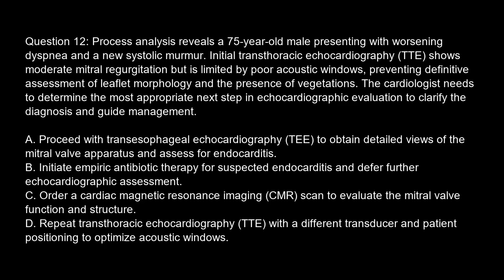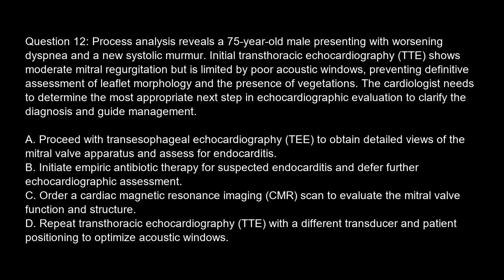Question 12. Process analysis reveals a 75-year-old male presenting with worsening dyspnea and a new systolic murmur. Initial transthoracic echocardiography, TTE, shows moderate mitral regurgitation, but is limited by poor acoustic windows, preventing definitive assessment of leaflet morphology and the presence of vegetations. The cardiologist needs to determine the most appropriate next step in echocardiographic evaluation to clarify the diagnosis and guide management.